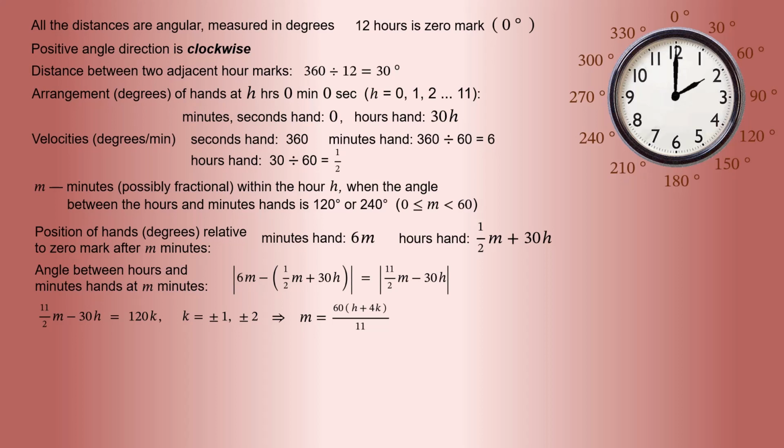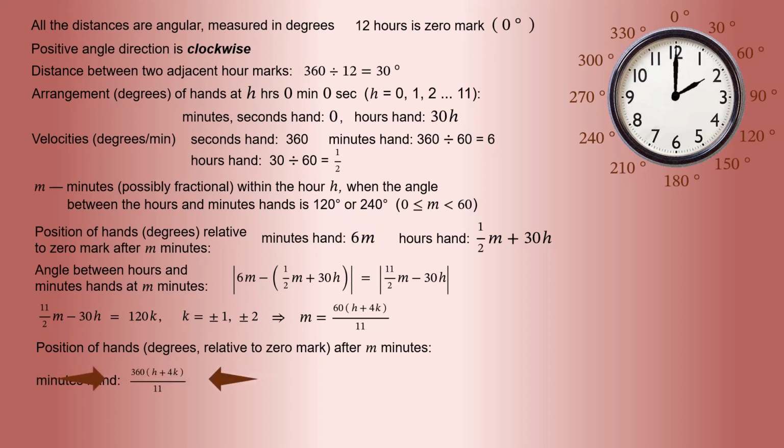However, before that, let's find the position of the hands after m minutes. To do that, we substitute the expression for m into the above formulae for hand positions. For the minutes hand, we just multiply the expression by 6, that's easy. The position of hours hand isn't actually necessary for the solution, but I will find it to use in the examples. So we substitute m into the formula for hours hand position. Then we simplify the obtained expression by taking outside the common factor of 30.